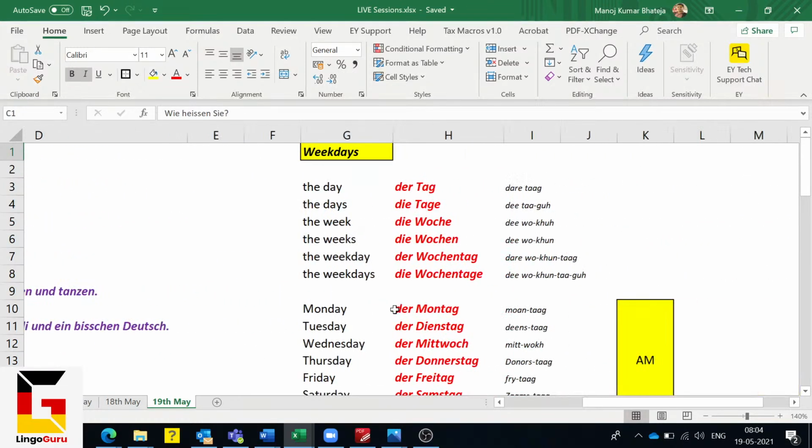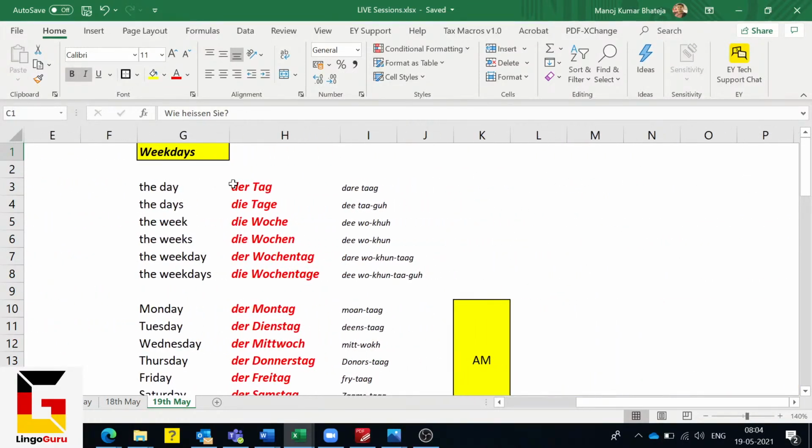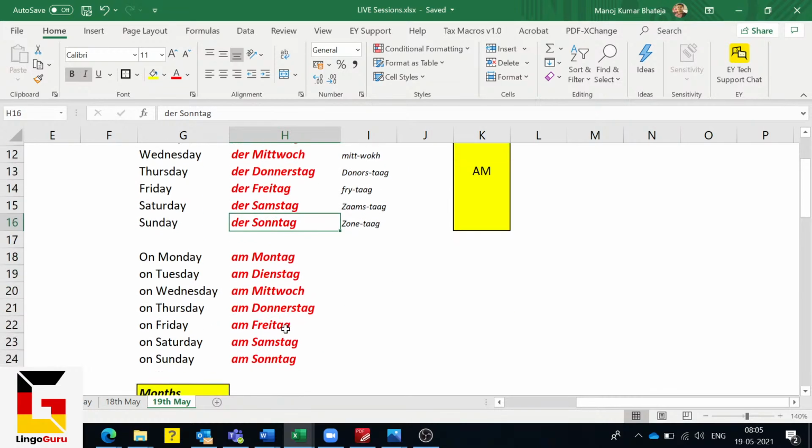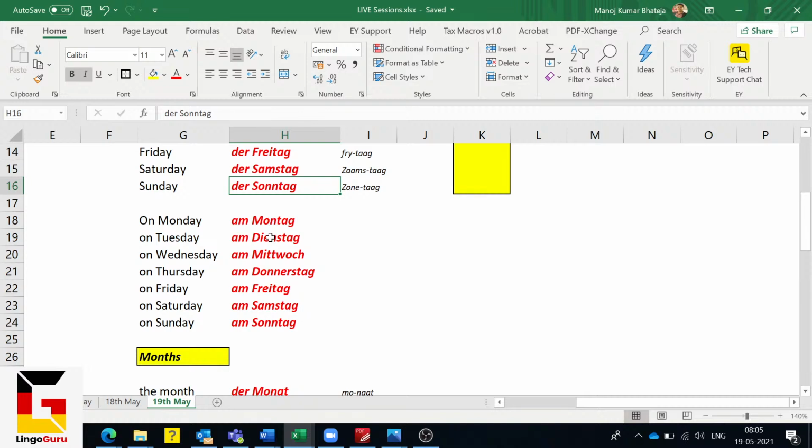Then we did weekdays. The day is known as der Tag. The days, die Tage. Die Woche, die Wochen. Der Wochentag, die Wochentage. Der Montag, der Dienstag, der Mittwoch, der Donnerstag, der Freitag, der Samstag, der Sonntag. Am Montag, am Dienstag, am Mittwoch, am Donnerstag, am Freitag, am Samstag, am Sonntag. On Monday and Tuesday.